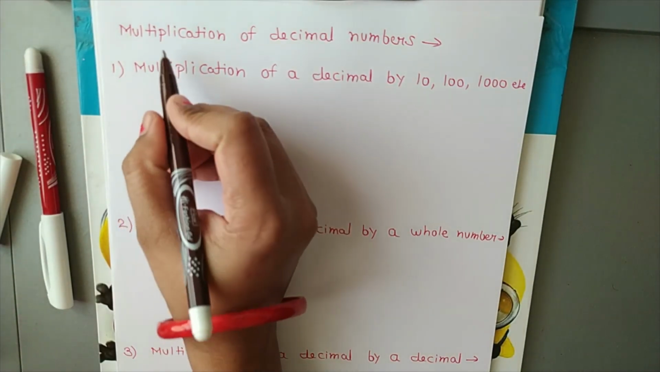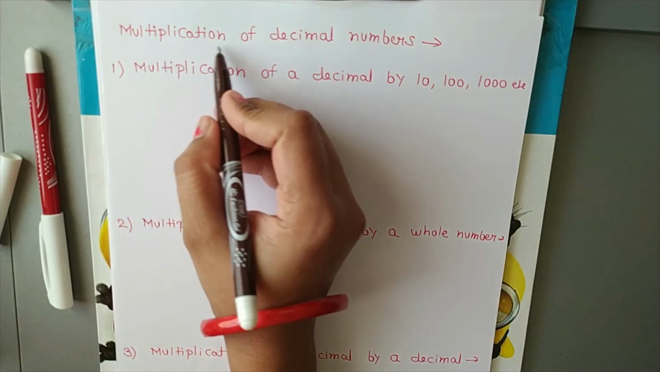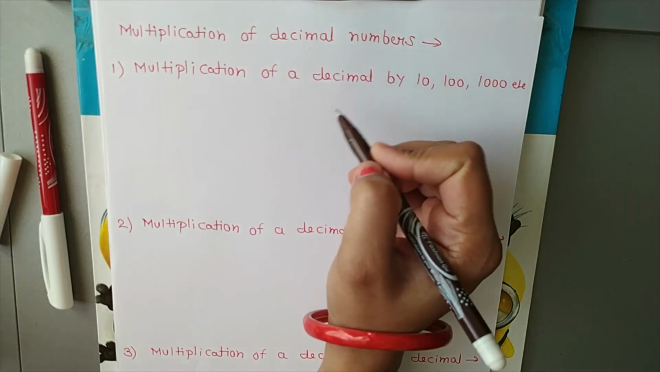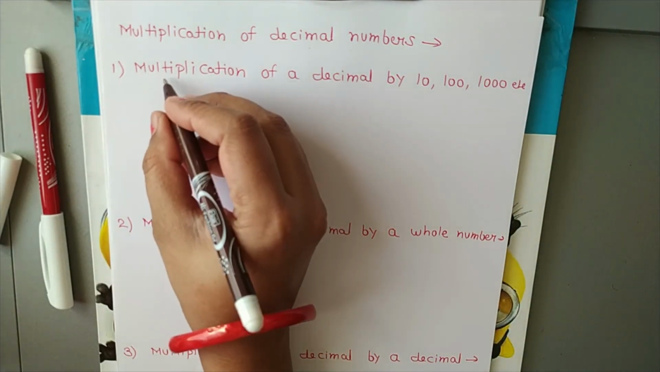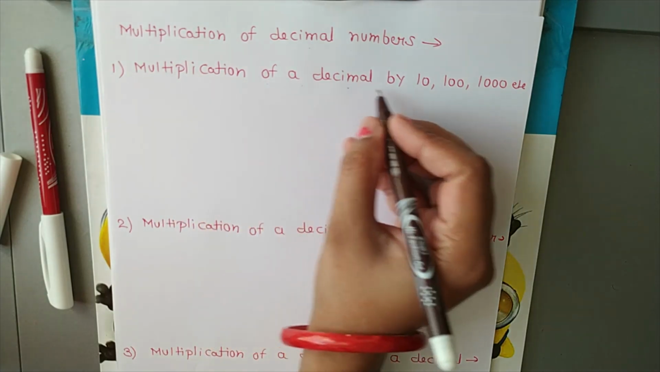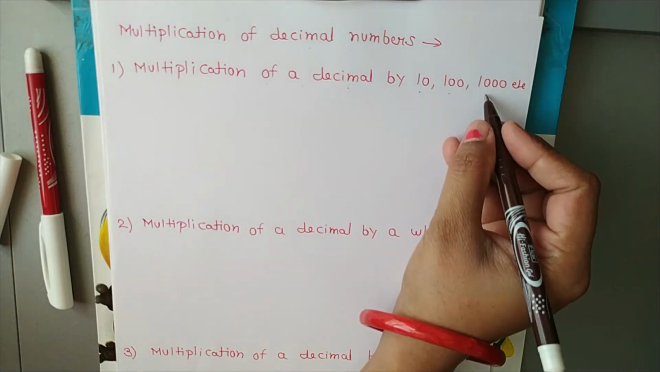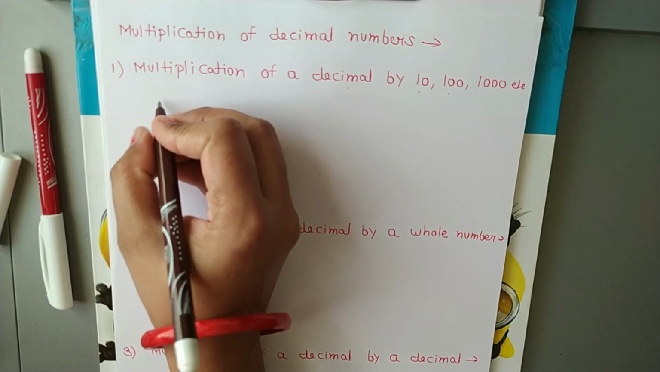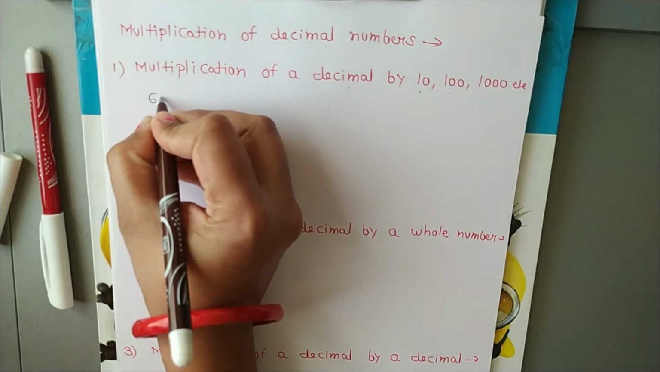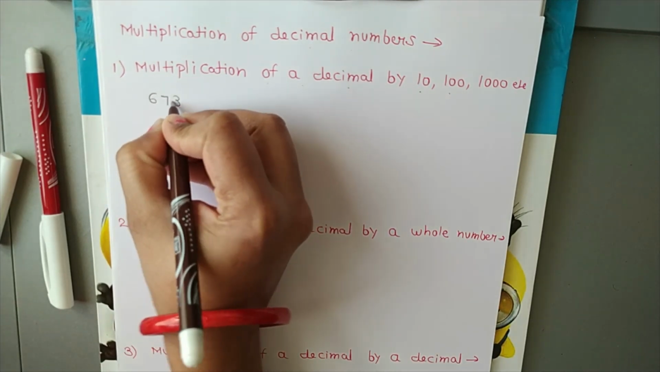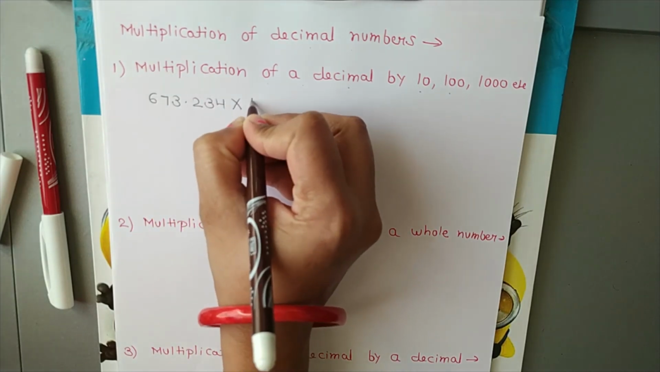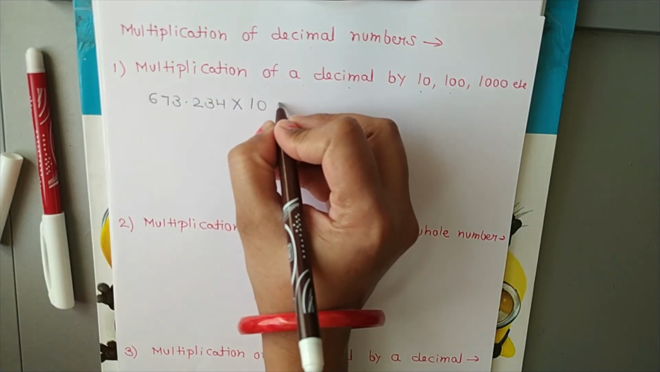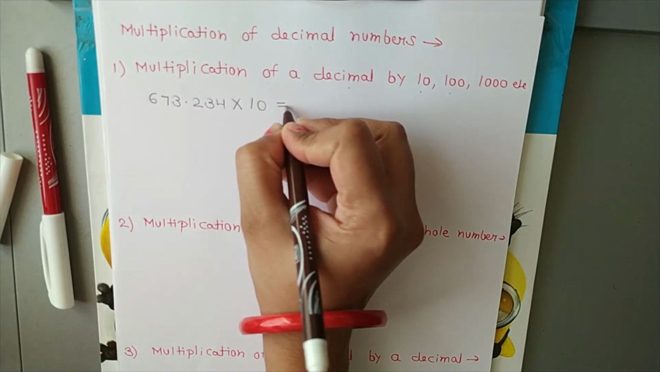Now in this video we will learn about multiplication of decimal numbers. There are three types of multiplication. First is multiplication of a decimal by 10, 100 and 1000. Suppose 673.234 is multiplied by 10. So what will be the answer?